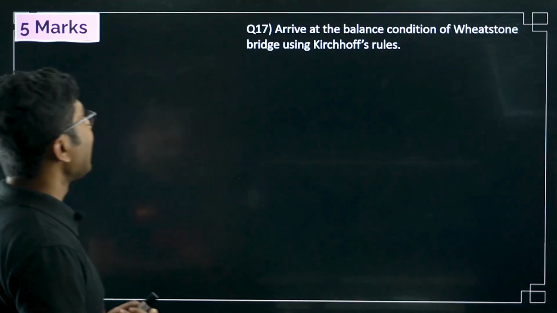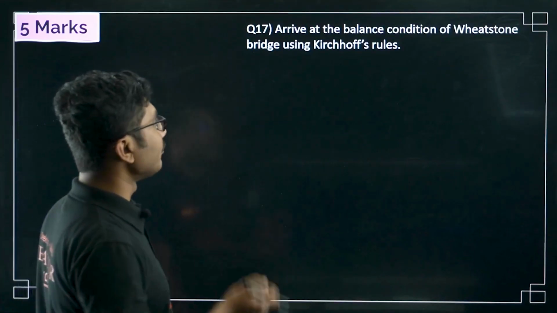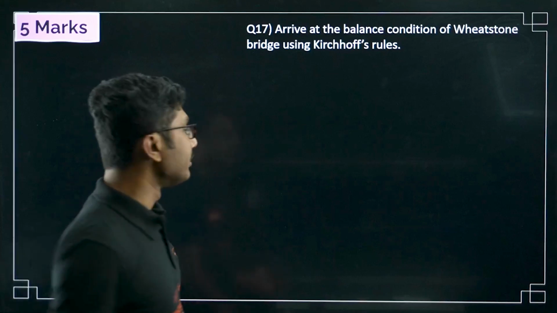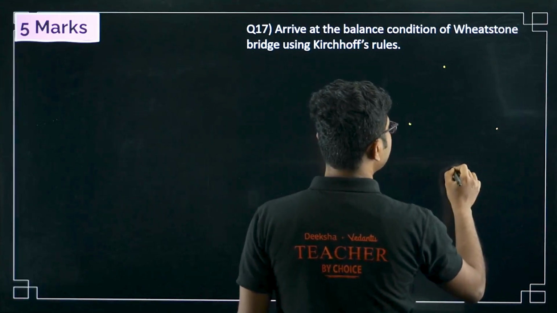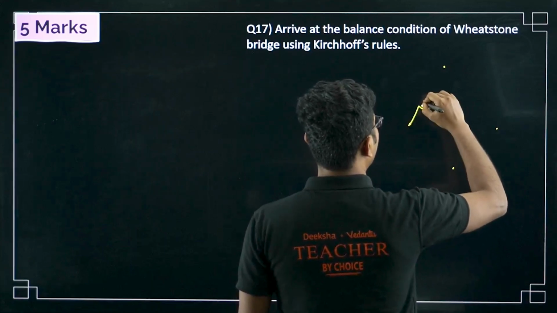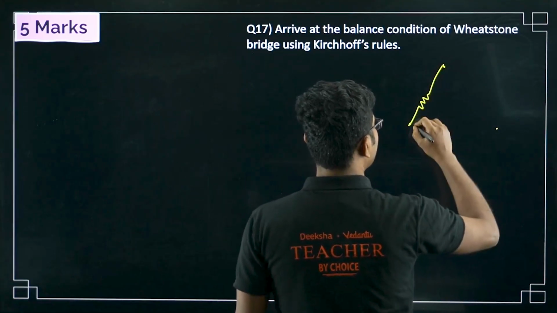Now next is, arrive at the balanced condition of Wheatstone bridge using Kirchhoff's rules. So balanced condition of Wheatstone bridge, obviously Wheatstone bridge is like Kaju-Katli. Those who know what Kaju-Katli is.